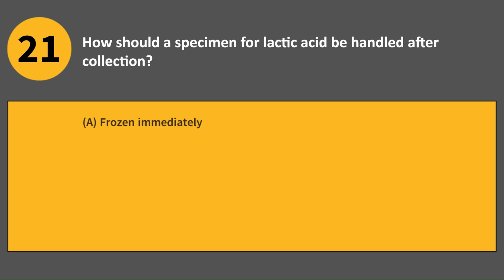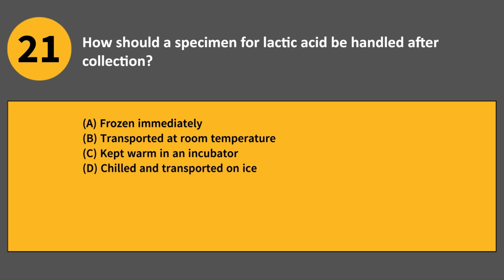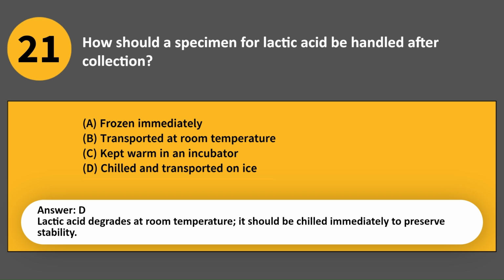How should a specimen for lactic acid be handled after collection? A. Frozen immediately. B. Transported at room temperature. C. Kept warm in an incubator. D. Chilled and transported on ice. Answer D. Lactic acid degrades at room temperature. It should be chilled immediately to preserve stability.